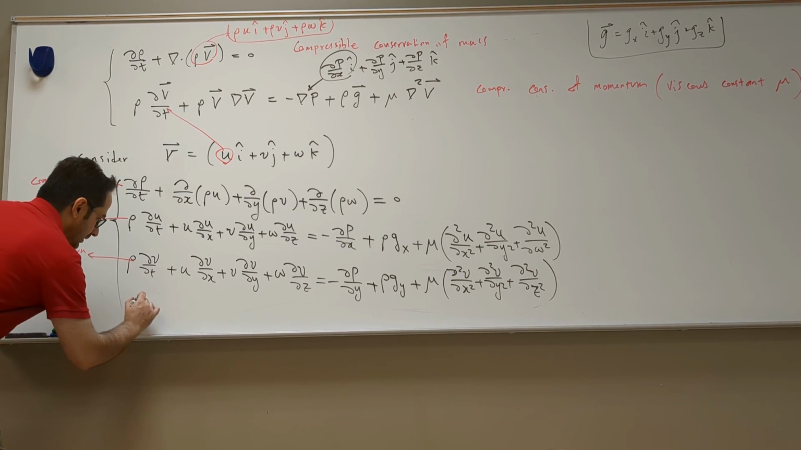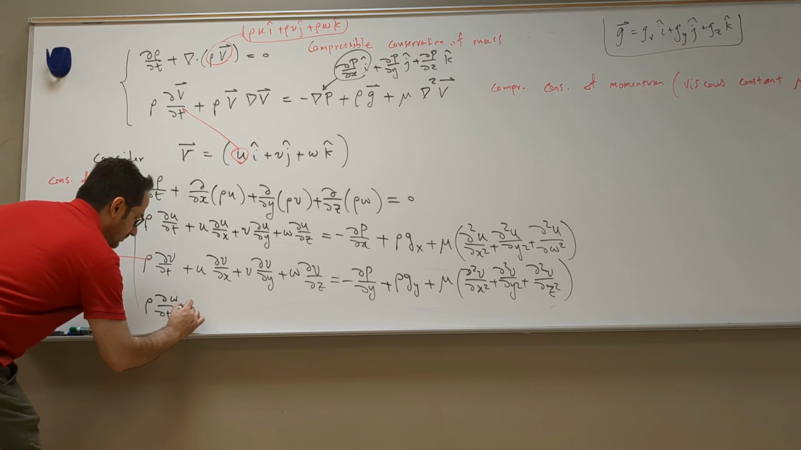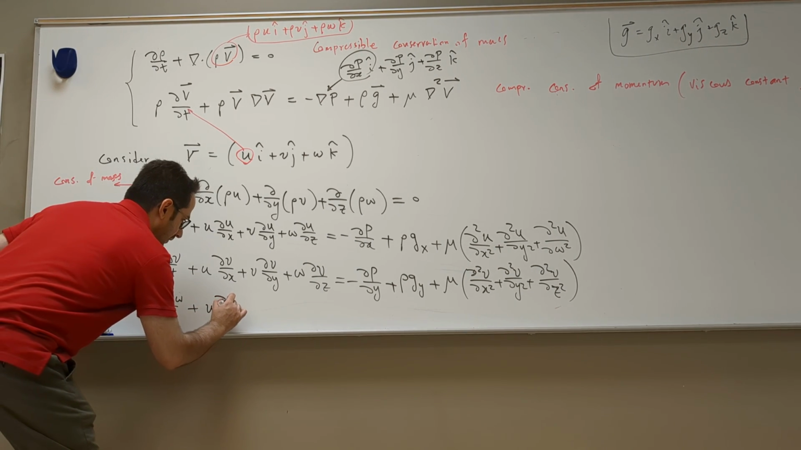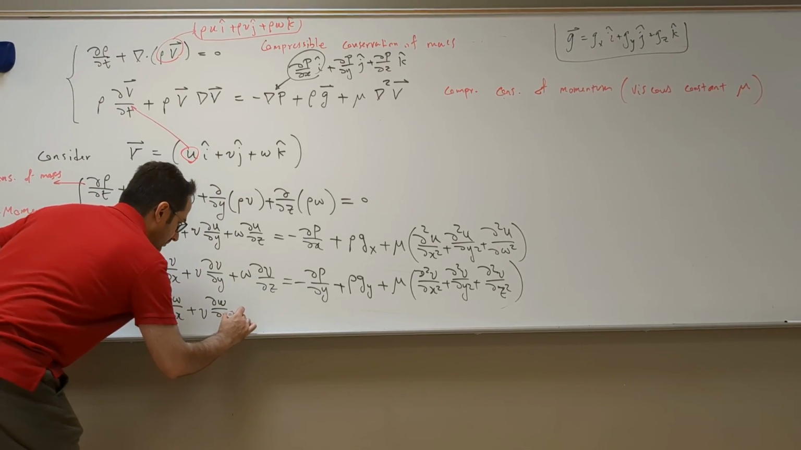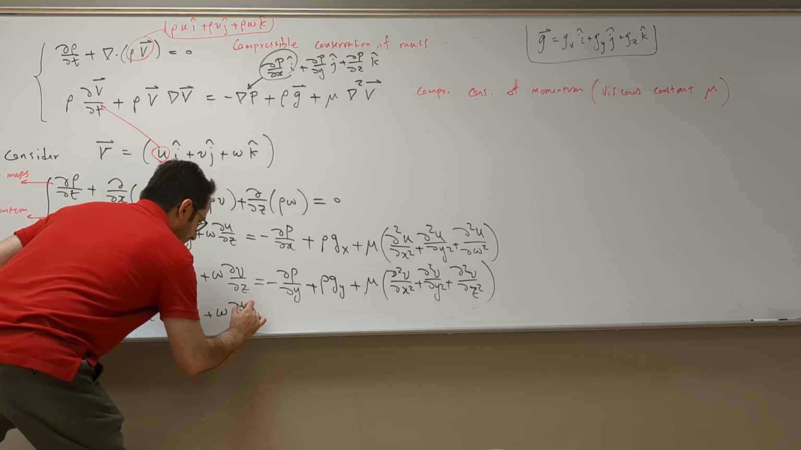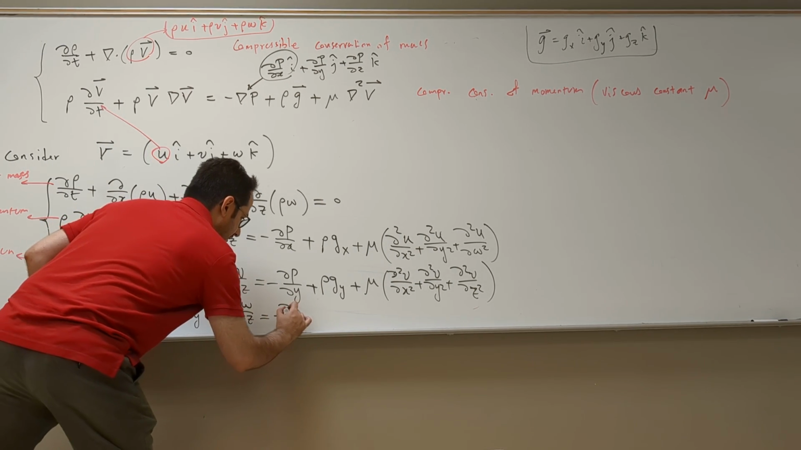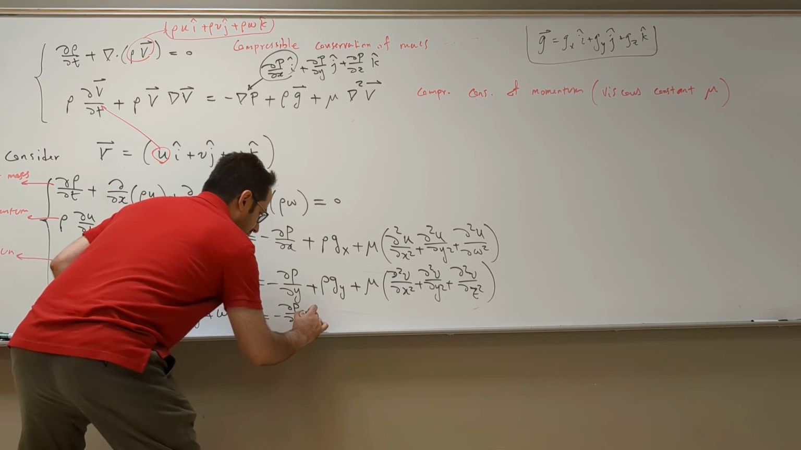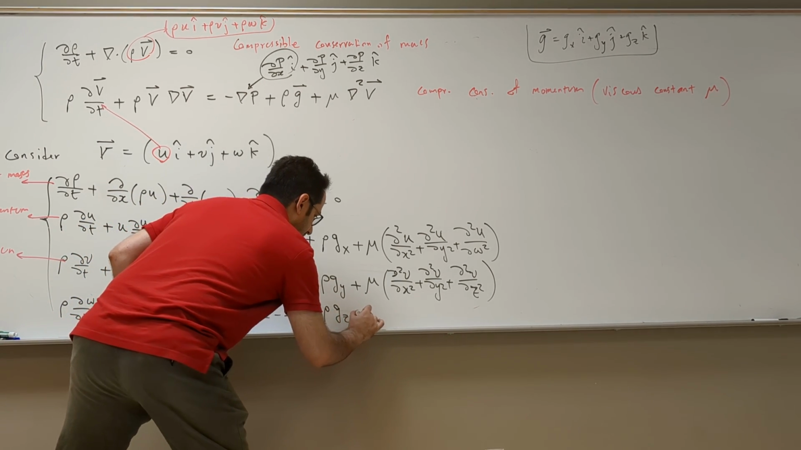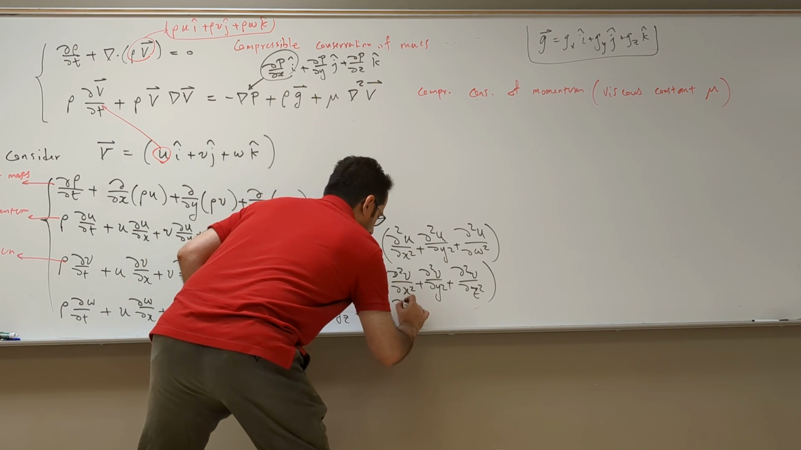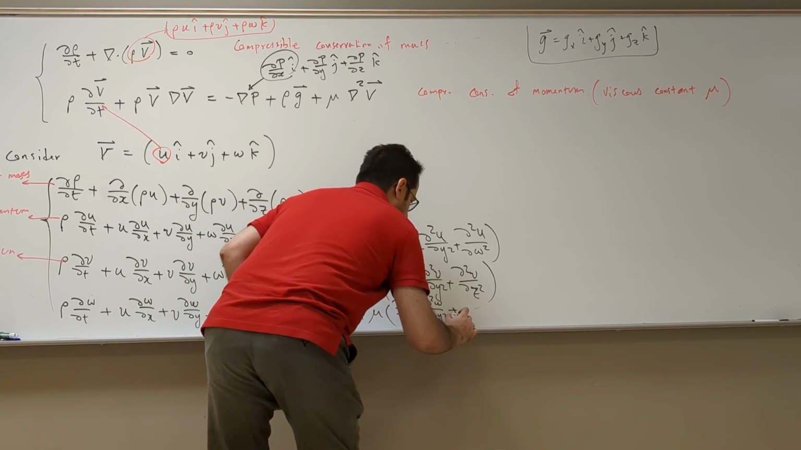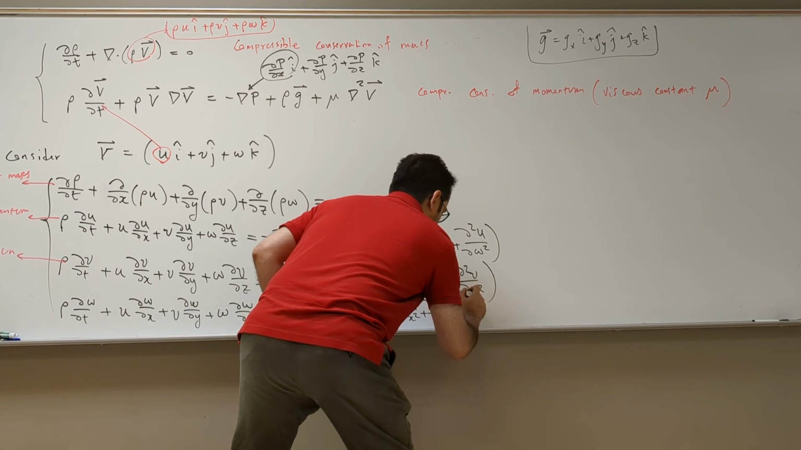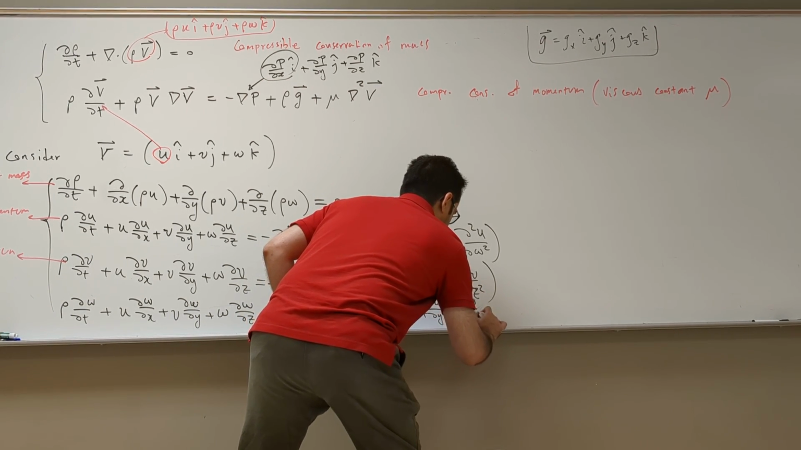Rho d/dt of w plus u derivative of w with respect to x, v derivative of w with respect to y, plus w derivative of w with respect to z, equals negative gradient pz plus rho gz plus mu, the second derivative of w with respect to x squared, the second derivative of w with respect to y squared, plus the second derivative of w with respect to z squared.